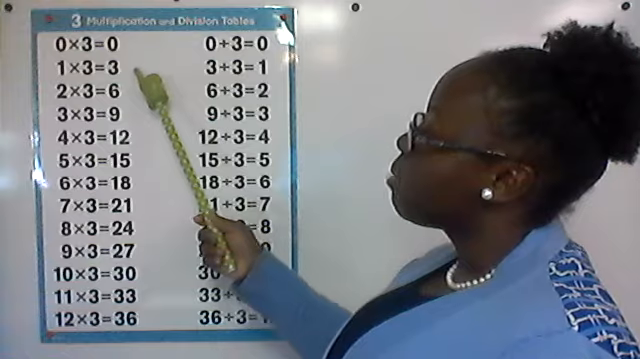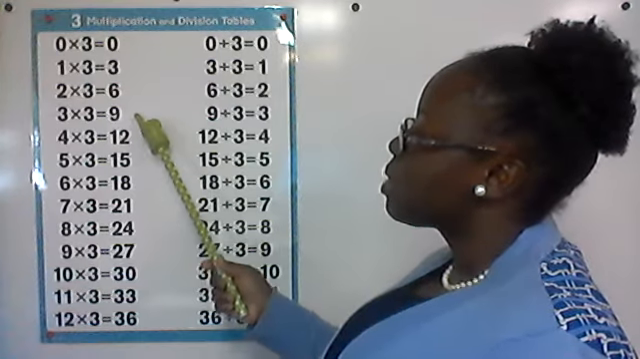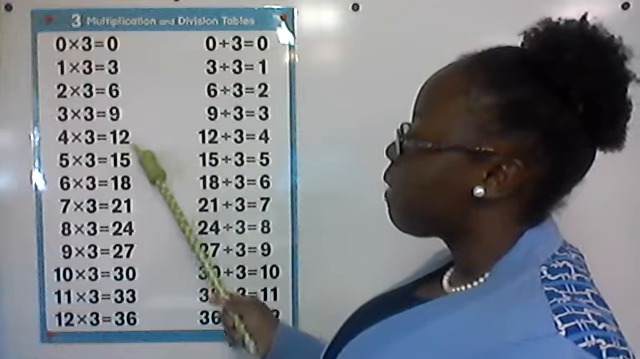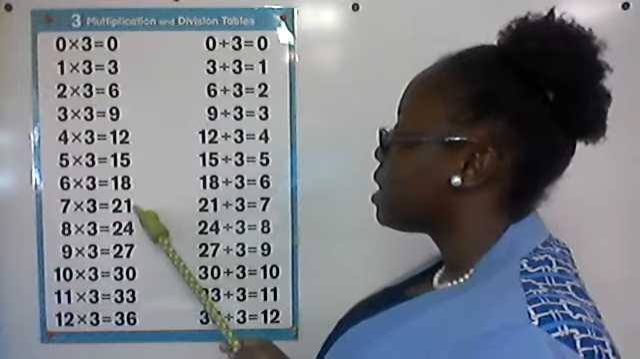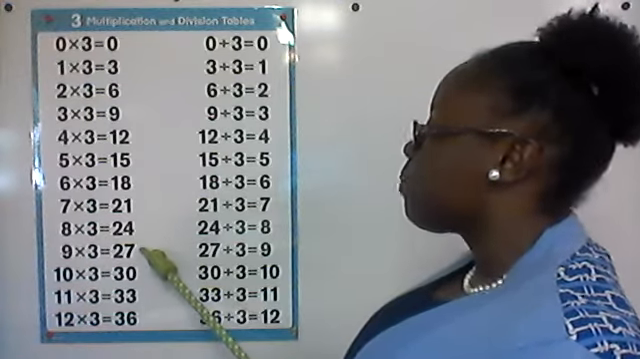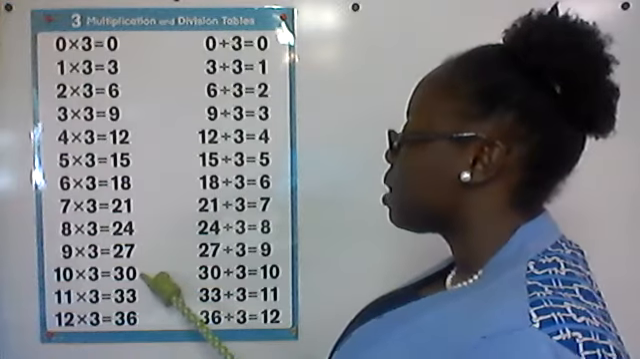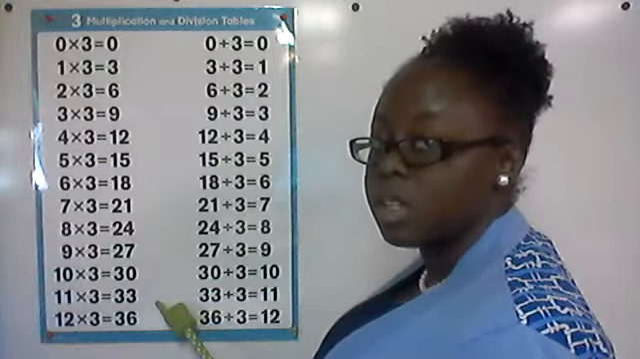0 times 3 equals 0. 1 times 3 equals 3. 2 times 3 equals 6. 3 times 3 equals 9. 4 times 3 equals 12. 5 times 3 equals 15. 6 times 3 equals 18. 7 times 3 equals 21. 8 times 3 equals 24. 9 times 3 equals 27. 10 times 3 equals 30. 11 times 3 equals 33. 12 times 3 equals 36.